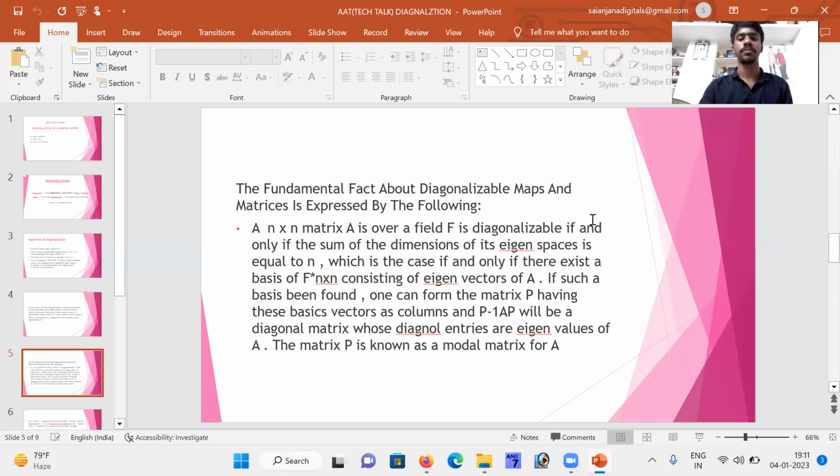If such a basis is found, one can form the matrix P, having these basis vectors as columns, and P^-1 A P will be a diagonal matrix whose diagonal entries are the eigenvalues of A. The matrix P is known as the modal matrix of A. The next slide.